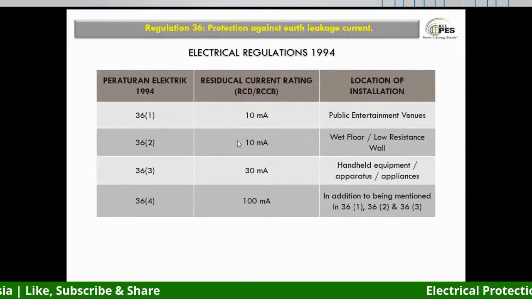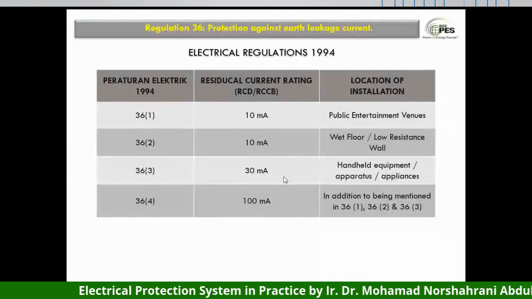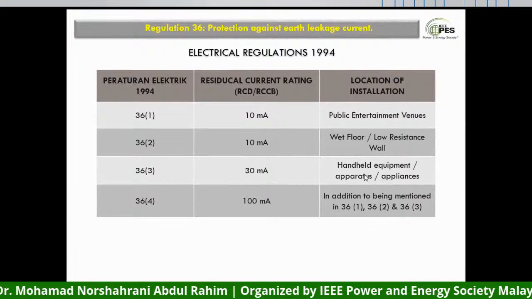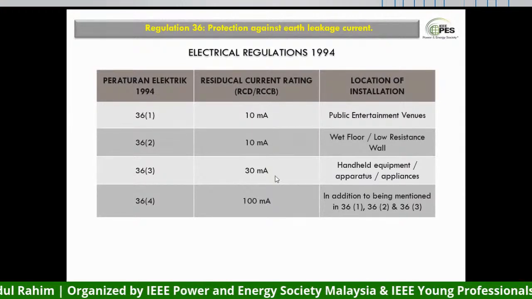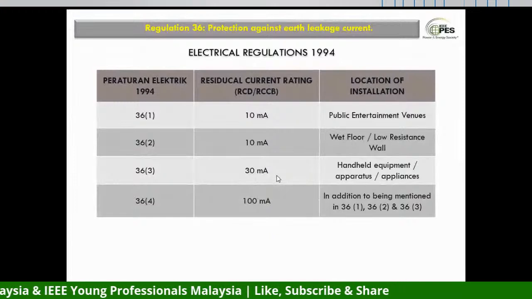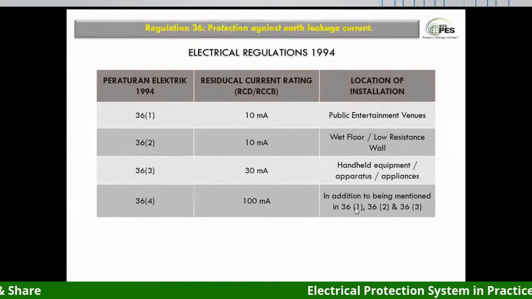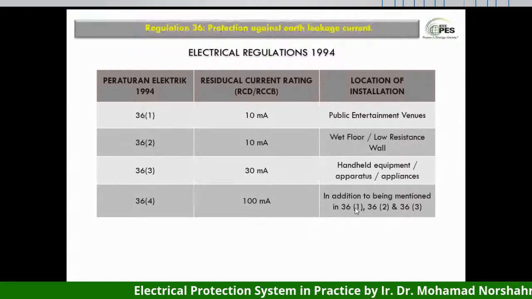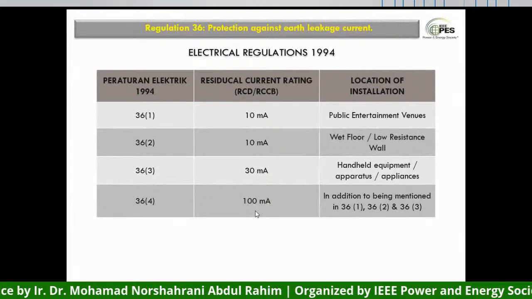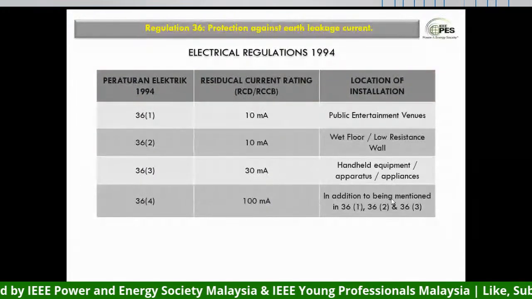And for regulation 36 bracket 3, if we are using handheld equipment, those handheld equipment should use an RCD rated at a sensitivity current of 30 milliamp. Even though the regulation specifies all these values to protect the public, they have also considered certain special cases. So they allow the use of a bigger rating, which is 100 milliamp, just in case, to allow any leakage current that we already know is in the system, but is not a danger to people.